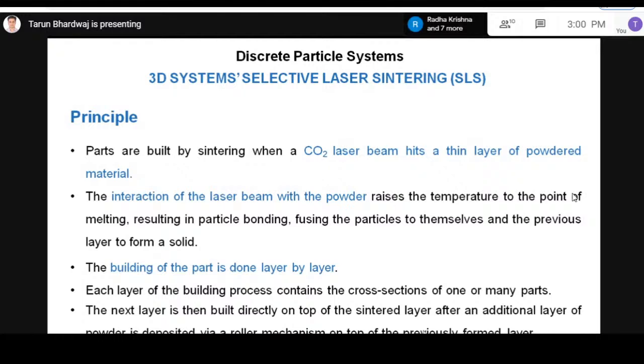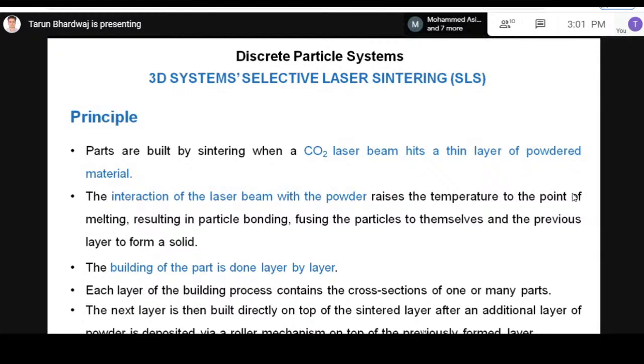The interaction of the laser beam with the powder raises the temperature to the point of melting, resulting in particle bonding and diffusing of the particles to themselves and the previous layer to form a solid. In selective laser sintering, we just sinter. We do not completely melt the powders. The building of the part is done layer by layer, and each layer of the powder process contains a cross section of one or many parts, and the next layer is then built directly on top of the sintered layer after an additional layer of powder is deposited via a roller mechanism on top of the previously formed layer.